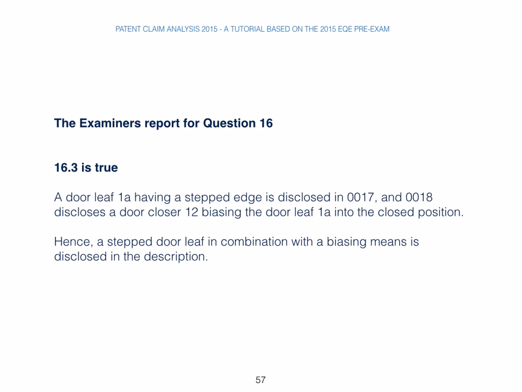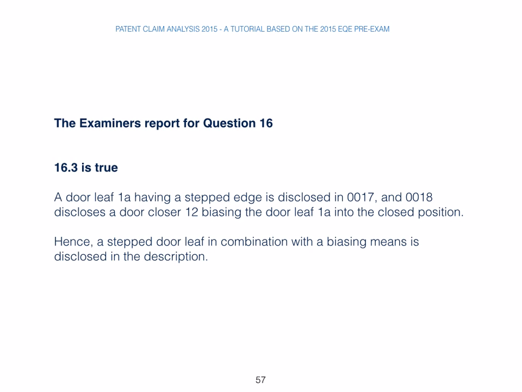16.3 needs some comment. The claim combination is fibers, biasing means with a predetermined position, step. In paragraph 18, we have a door closer biasing the door leaf 1A into the closed position, plus there is a step. This is a disclosure of a door closer biasing the door leaf into a predetermined position, namely the closed position, in combination with a stepped edge.